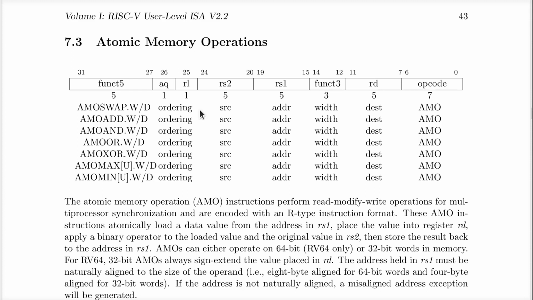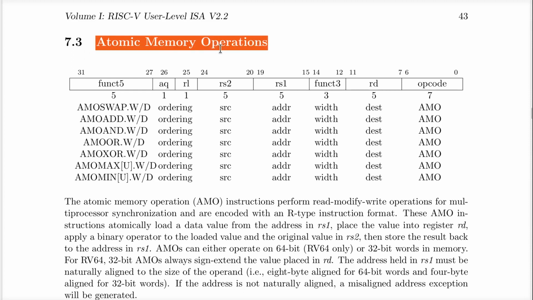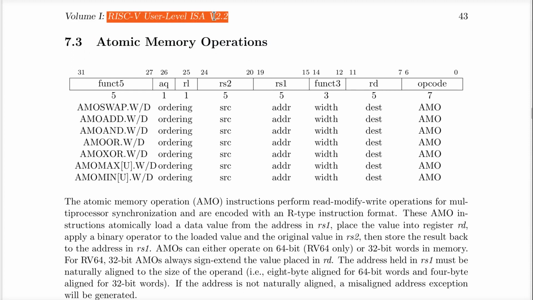Now let's take a quick look at the Atomic Memory Operations section of the RISC-V User Level Manual from 2020. This is version 2.2. It's open source, free online. I'll put a link to this below the video and in the course website if you want to follow along at home. This is section 7.3, and inside here you see this is the AMOSWAP instruction.